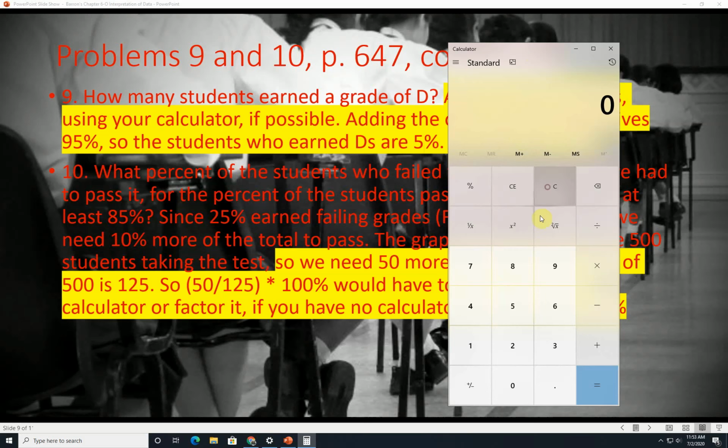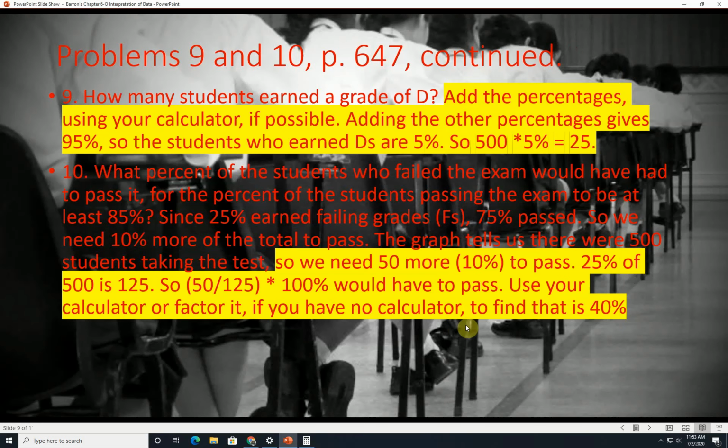So it'd be really easy. You just go 50 over 125, which is 0.4. Then we're just going to multiply that times 100%. So that just becomes 40. So basically 40% more would have to pass.